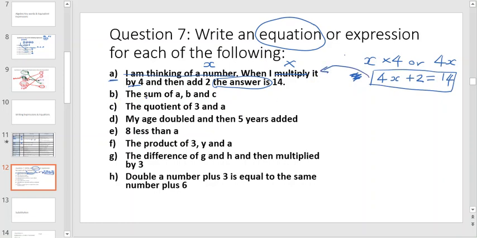All right, B says the sum. There's my keyword sum, and I know it means addition. So the sum of A, B, and C. Well, that will just be A plus B plus C. Done. If I add all those up, I get my answer.